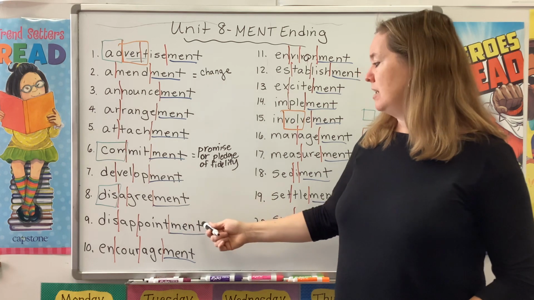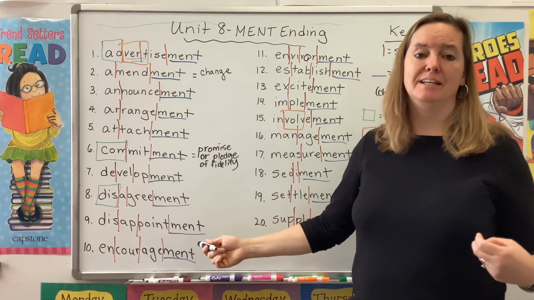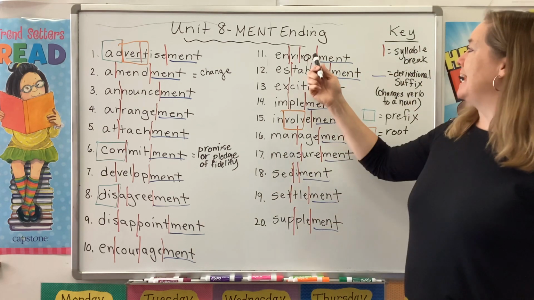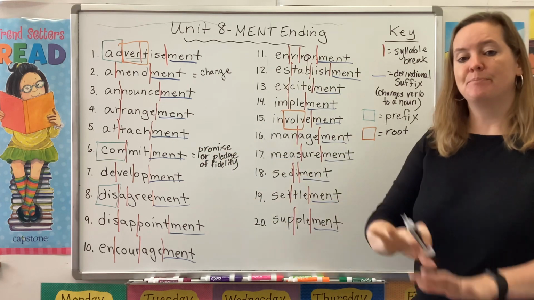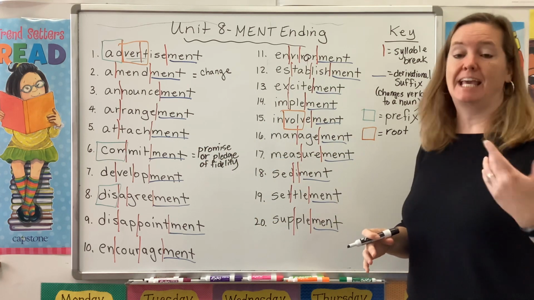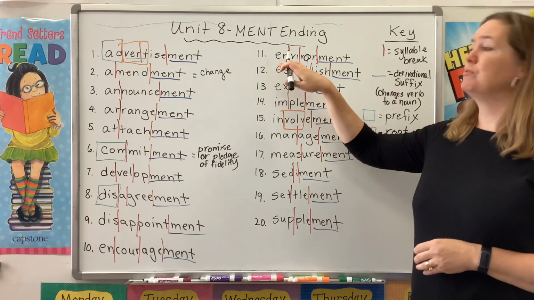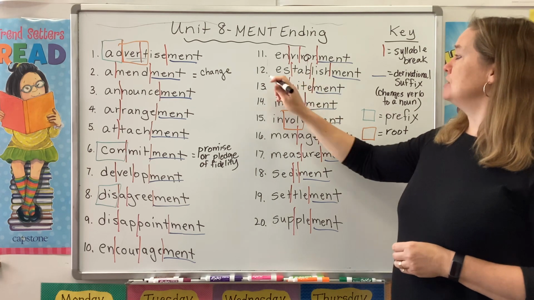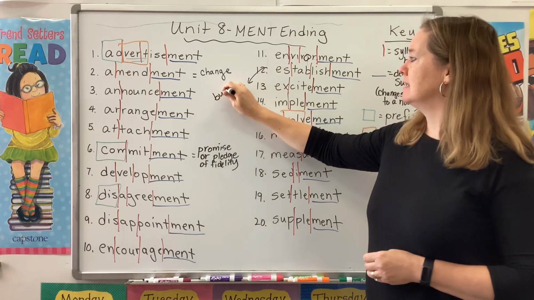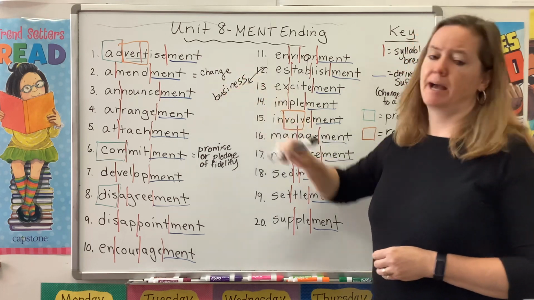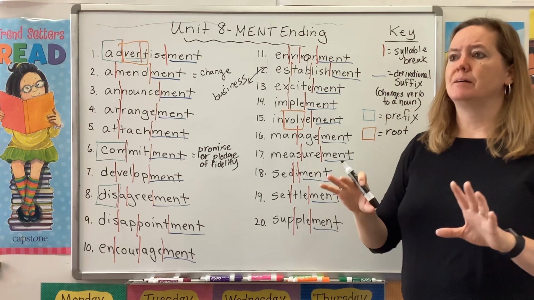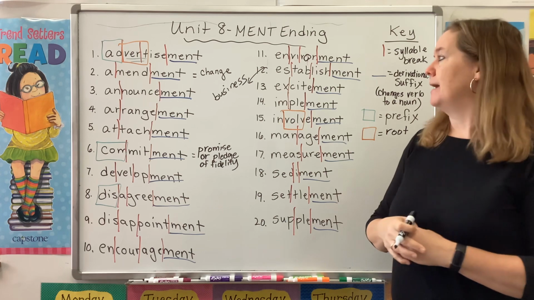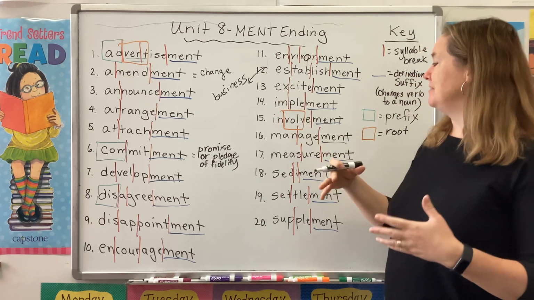A disagreement is an argument. Disappointment is a feeling of, you know, sadness. Encouragement, you can do it. Environment is the area around you, right? We have to take care of the environment. Sometimes we're talking about nature, or we talk about a work environment. An establishment could be a business. Like this, my favorite establishment in town is this business that I go to all the time. Excitement is a feeling. Implement.